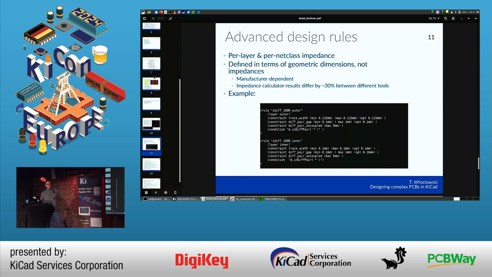So here we have an example with differential pair gap and maximum coupled length for the outer layers and for the inner layers. We only have 100 ohm differential pairs in this project. So it's pretty simple, no net classes or other filtering involved.